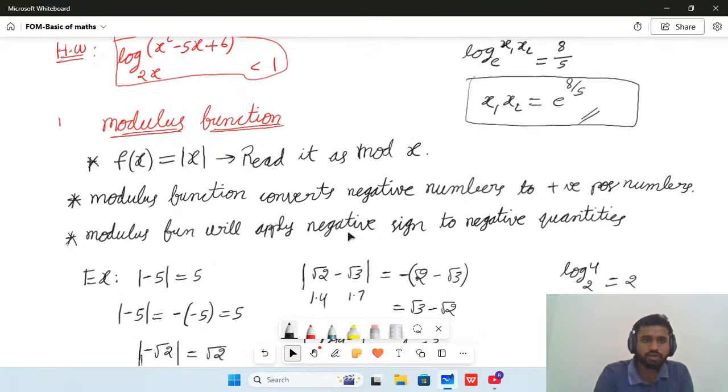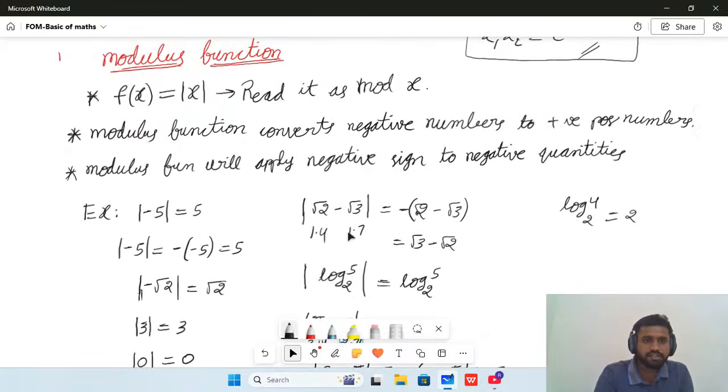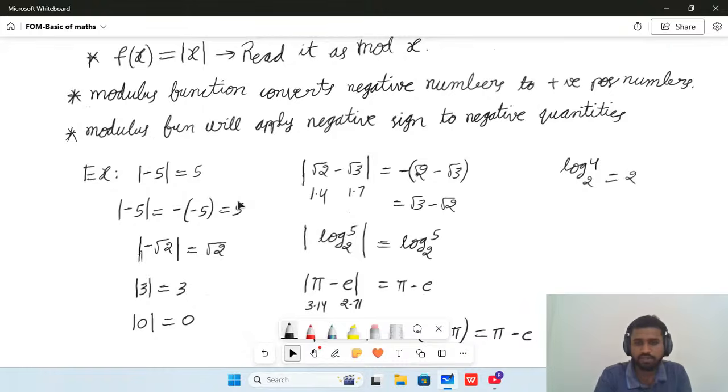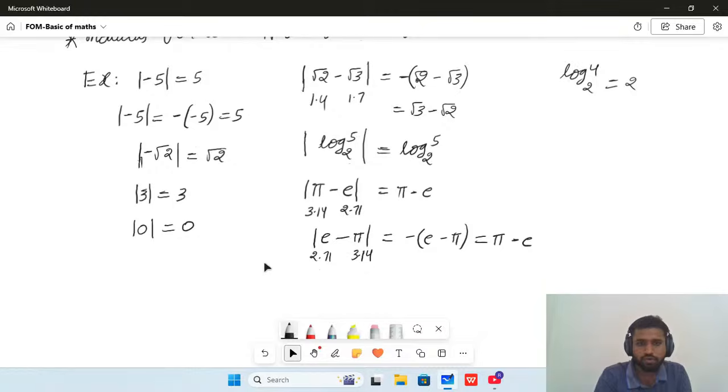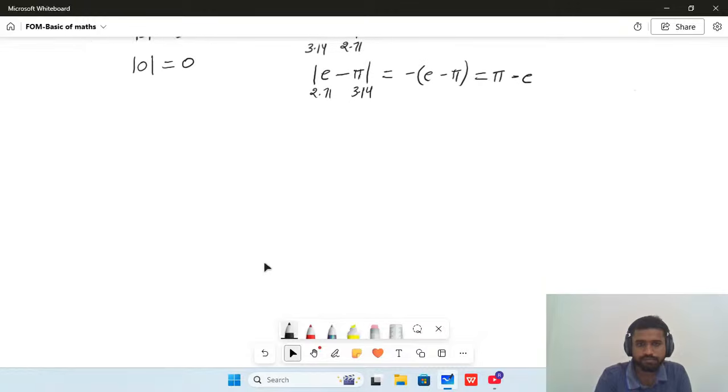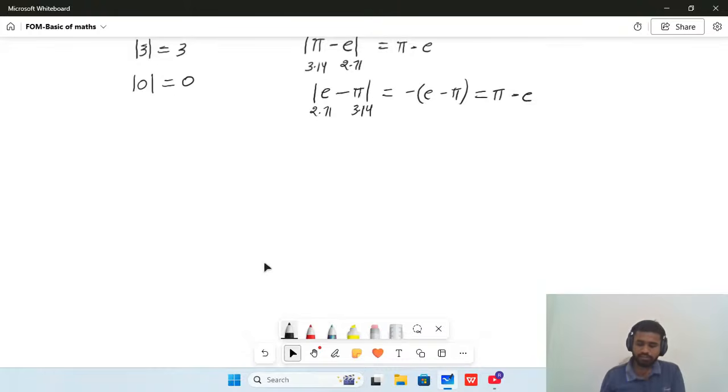Once again, see the definition here. Modulus is a kind of function which we use for converting negative numbers to positive numbers, and the modulus function will apply a negative sign to negative quantities so that the output is positive. Several examples we have also seen of how it converts negative numbers to positive numbers. So how to open this modulus function?